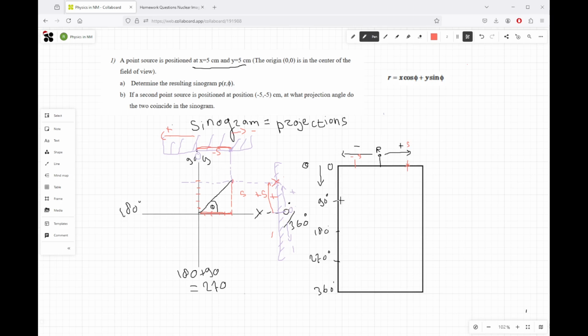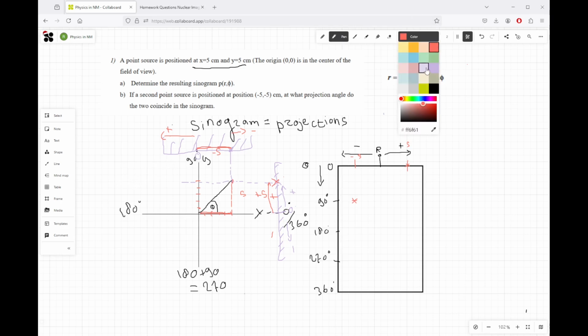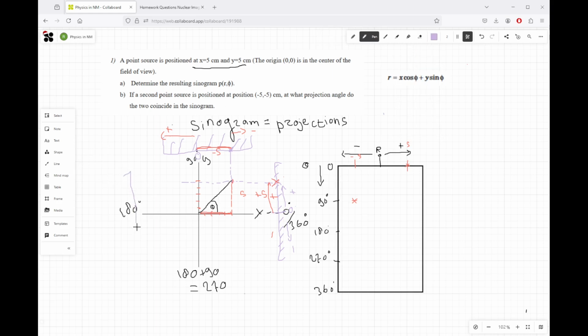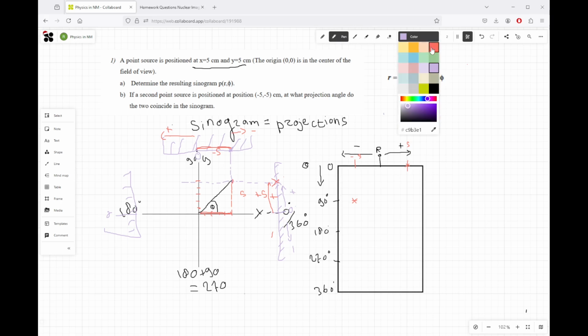So in here, at 90 degrees, at minus 5, you put a mark. So that's where the sinogram is. Alright, then we'll do the same thing at 180 degrees. So again, we apply another detector at 180 degrees. Again, this here is the origin. Again, we look for a mark, for a signal, and we get the signal.